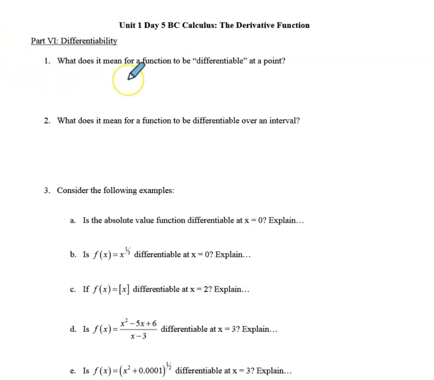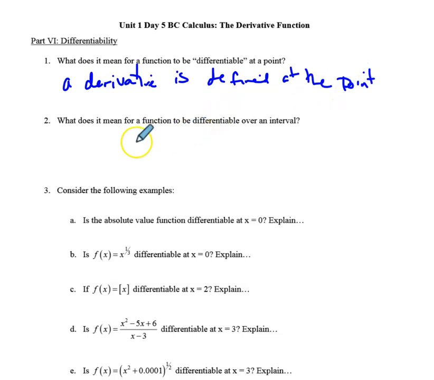So what does it mean for a function to be differentiable at a point? A derivative is defined at that point. And that just means that the function has a defined slope at that point. So differentiability just means that you can calculate or find a derivative.